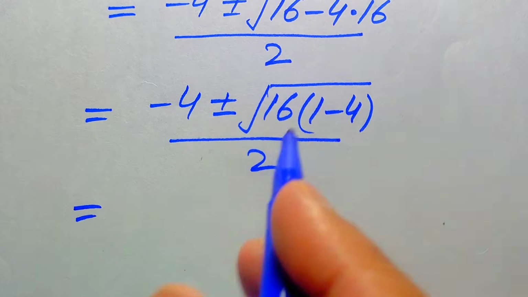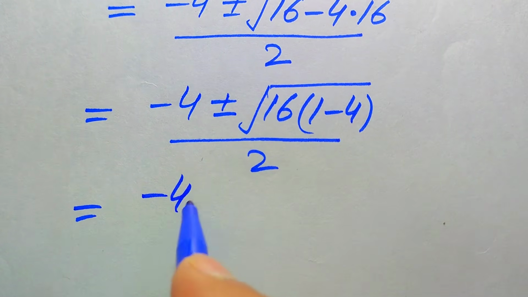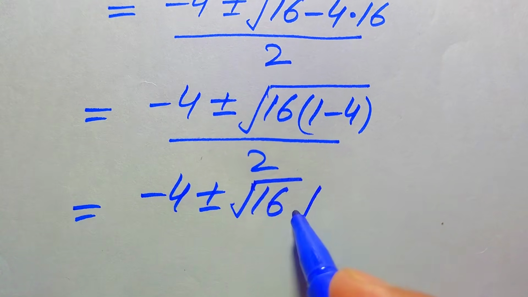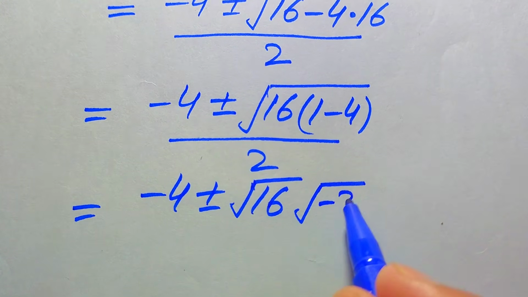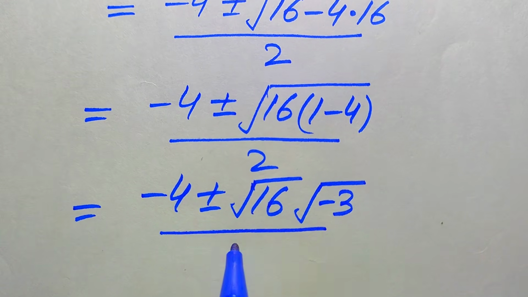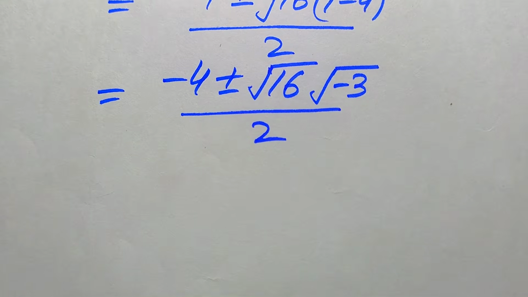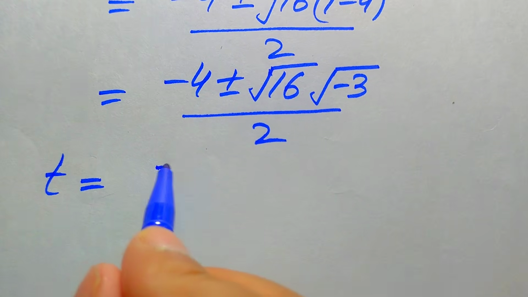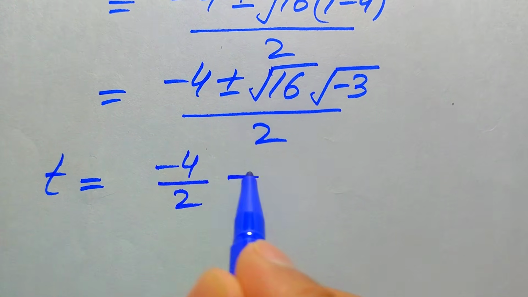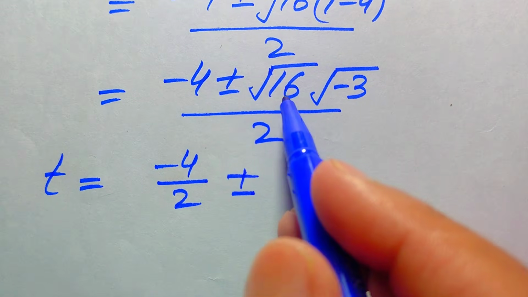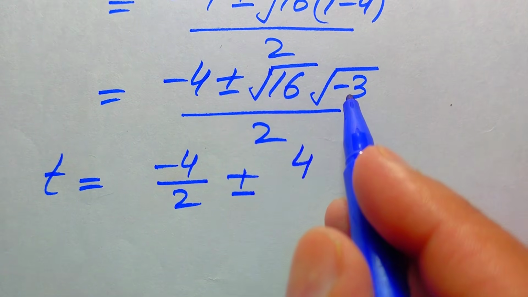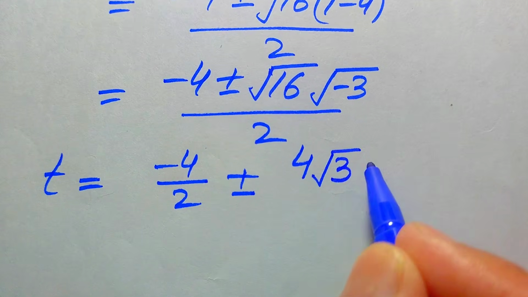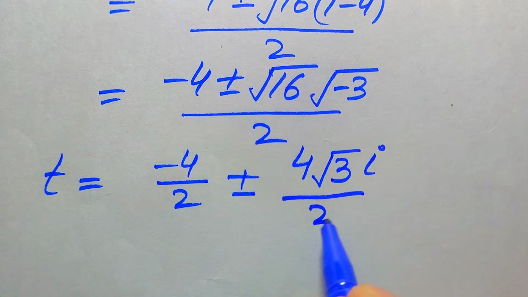So here we apply the square root separately on both of these two values, and we obtain minus 4 plus minus square root of 16 into square root of 1 minus 4, which becomes minus 3, divided by 2. And finally we have t equals, here we break this fraction and it becomes minus 4 divided by 2 plus minus. We know that square root of 16 becomes 4, and here you see that a negative sign appears inside the square root sign, so it becomes iota, divided by 2.